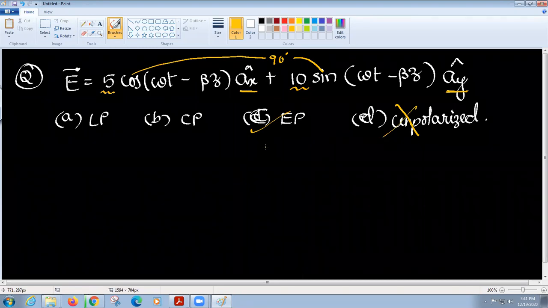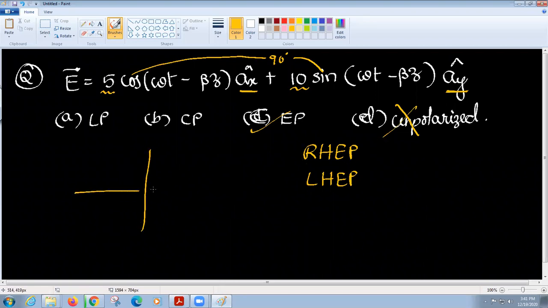Okay. So could you tell me which elliptical polarization is it, RHEP or LHEP? Which one do you think is going to win the race? RHEP or LHEP? LHEP, sir. Are you sure? Think of it again. Which one do you think is correct?